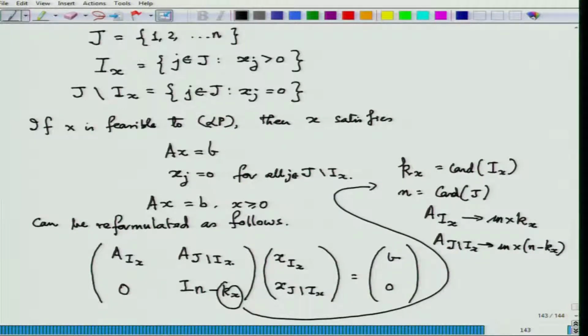So, if you take this A_Ix, there are Ix rows. So, you can multiply with these Ix columns. So, you multiply with these Ix rows here. So, these are strictly bigger than 0. In the remaining part, j minus Ix, all of the xj's are equal to 0.